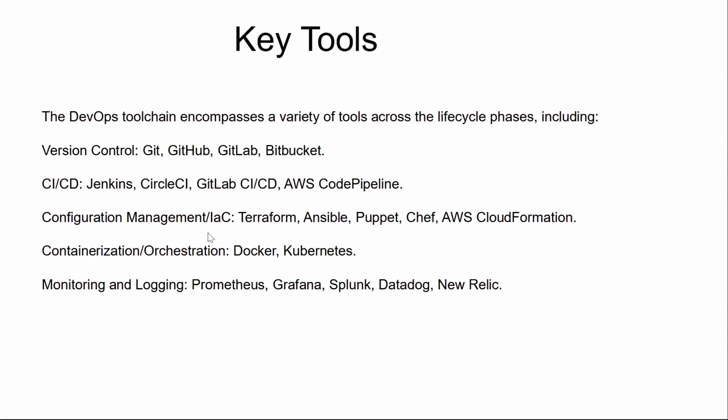Then under configuration management or infrastructure as code, we have tools like Terraform, Ansible, Puppet, Chef, CloudFormation in AWS. So here it is similar. We are using infrastructure as code, but these tools are different. Under configuration management, it comes. Then under containerization comes your Docker.